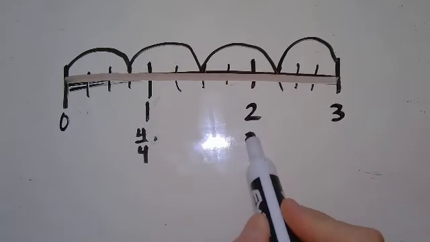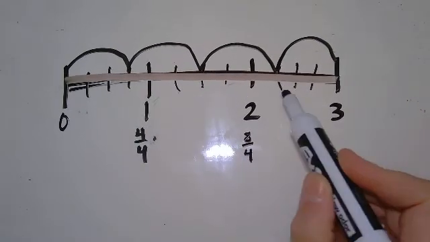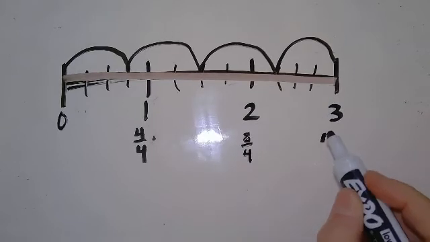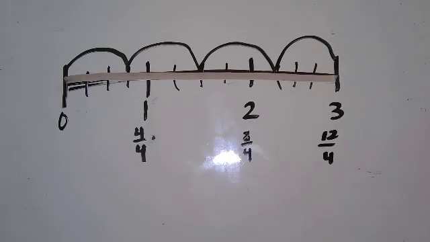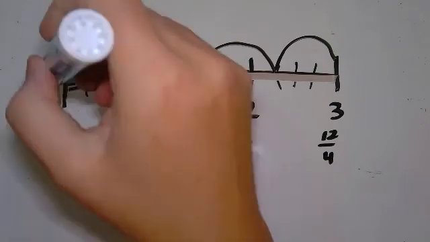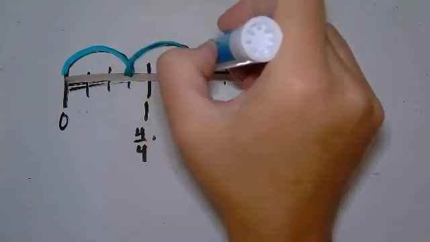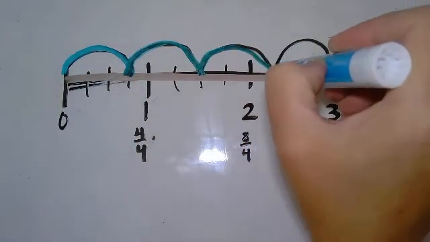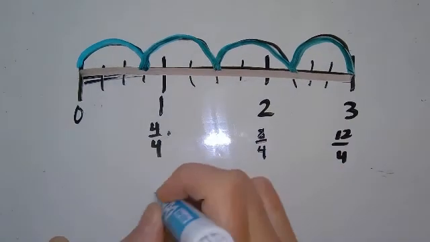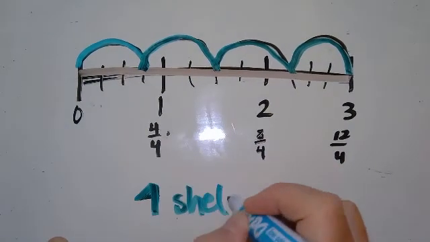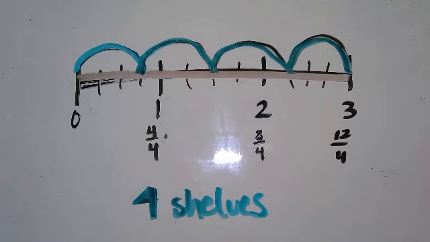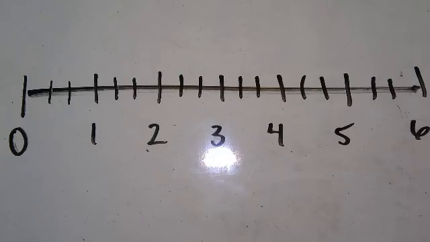5/4, 6/4, 7/4, 8/4 is my 2 wholes. 9/4, 10/4, 11/4, 12/4 is my 3 wholes. And then I just kind of jumped so I could see how many 3/4 pieces I can get out of here. So there's 1 3/4 piece, 1/4, 2/4, 3/4. There's 2. There's 3. And there's 4. So I can make 4 shelves out of this board.